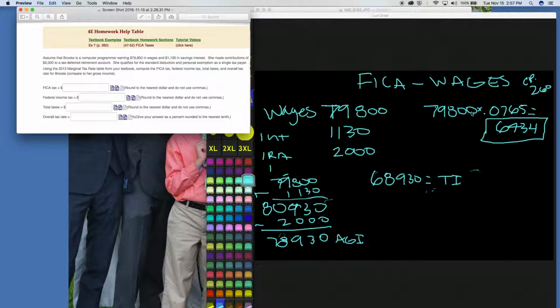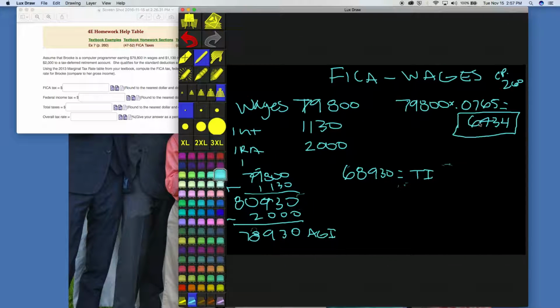Then to find my total tax, I'm going to add whatever my income tax was plus my FICA. So let's say my total taxes were, I don't know, let me give you a number. Let's say I was paying 14,000 on this. It's maybe super high, I don't know. So I'm going to add that to the 6434, and that would be my total taxes. Again, this is not calculated correctly. I just made this number up.